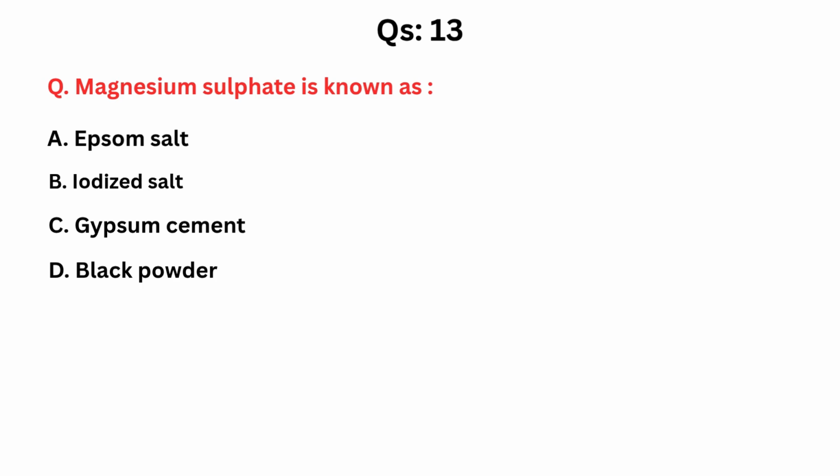Question number 13. Magnesium sulfate is known as. Option A, Epsom salt. Option B, iodized salt. Option C, gypsum cement. Option D, black powder. Option A, Epsom salt is the right answer.